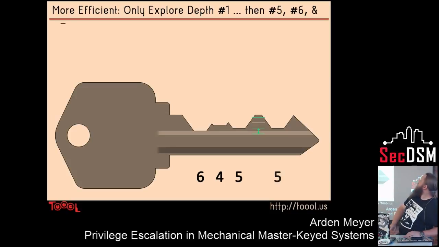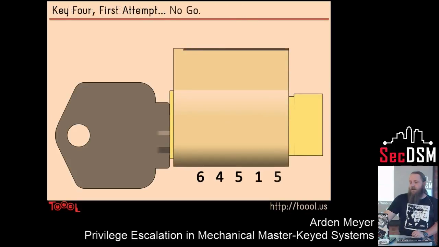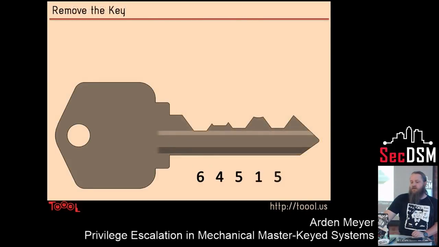And okay, we do have a minor font issue. The number 7 disappeared. So we can either code cut this at 1, or we can just take our file to it. So it doesn't work at number 1. We remove the key. What do I file next?